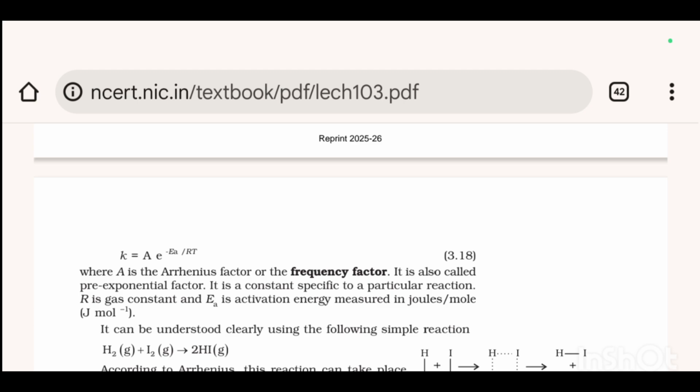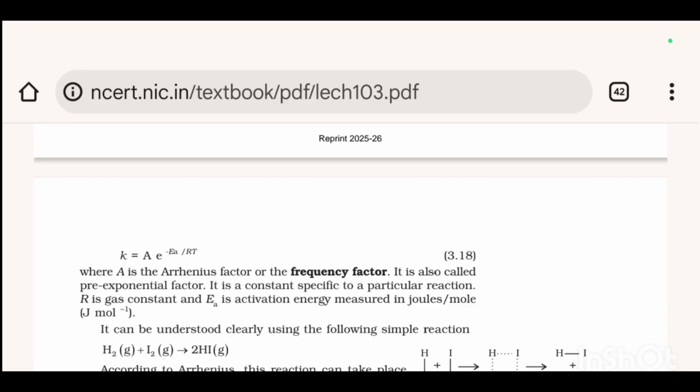where A is the Arrhenius factor or the frequency factor. It is also called the pre-exponential factor. It is a constant specific to a particular reaction. R is the gas constant and Ea is the activation energy measured in joules per mole.